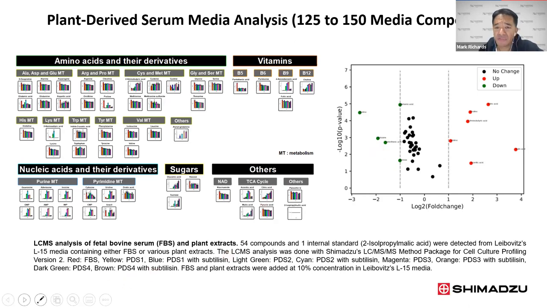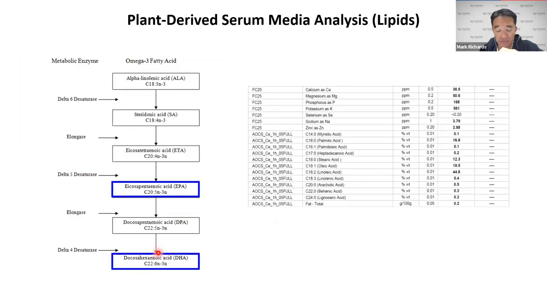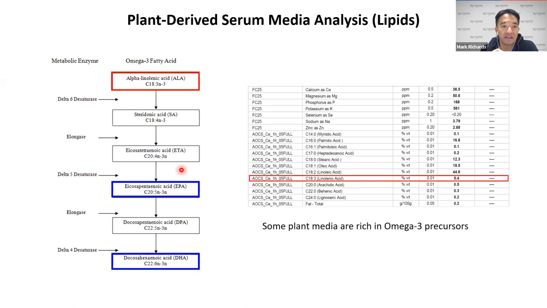It doesn't detect lipids. Lipids are not inside this particular package. So we did send out some of our better performing plant substitutes for lipid analysis. And on the left of this figure here is essentially the canonical omega-3 fatty acid synthesis pathway. So ALA, or alpha-linolenic acid, is a precursor for the well-known omega-3 fatty acids EPA and DHA, and it's used as a precursor for their EPA and DHA biosynthesis.